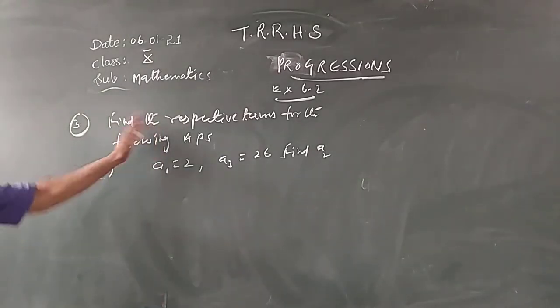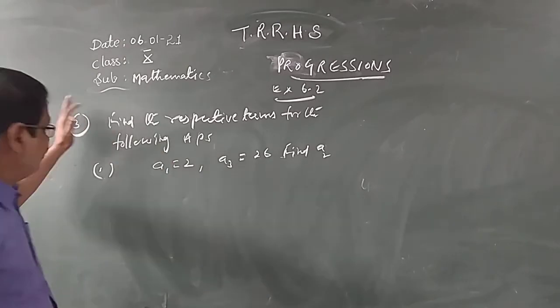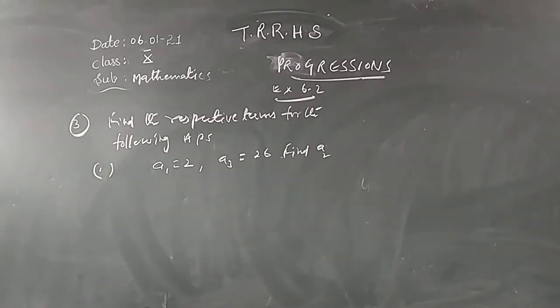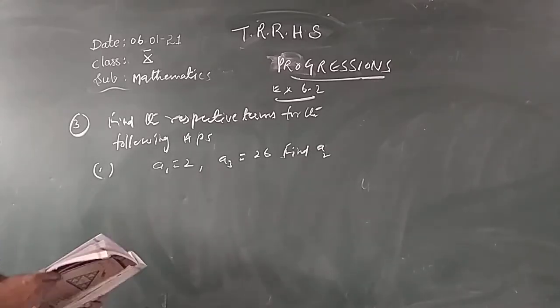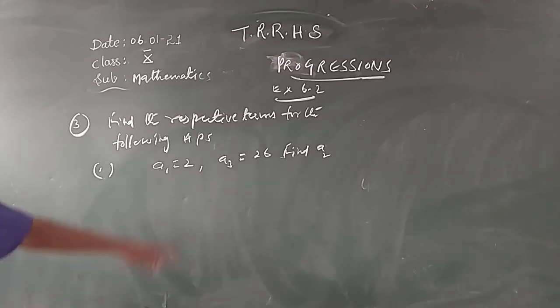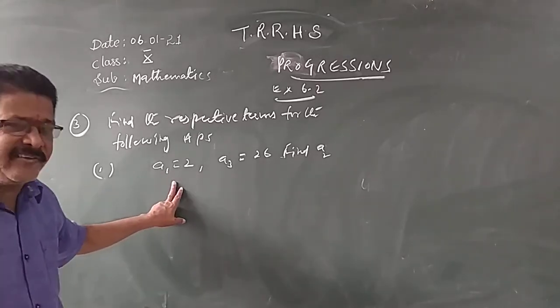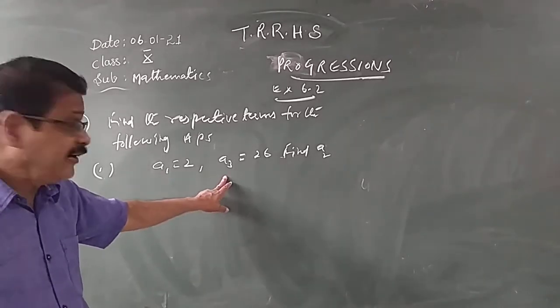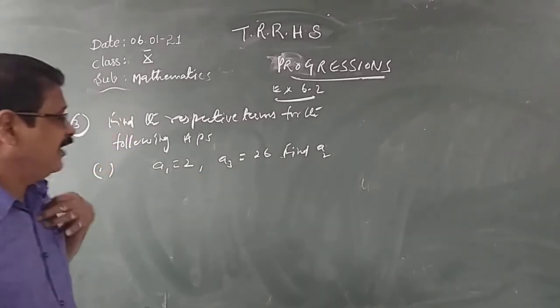What is given? These are all APs. In the third problem, there are only 5 bits, and whatever they ask, you find out. The given is the first term. A1 means first term, A1 or A is the same, 2. A3 is the third term, 26. Find A2.